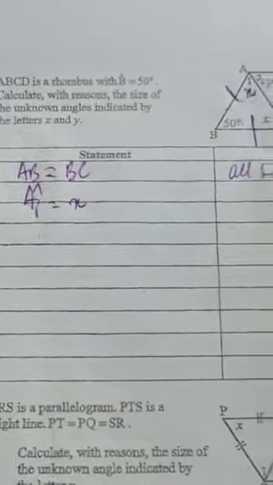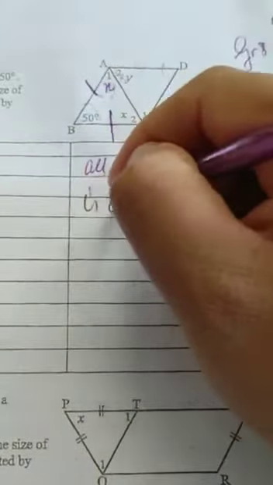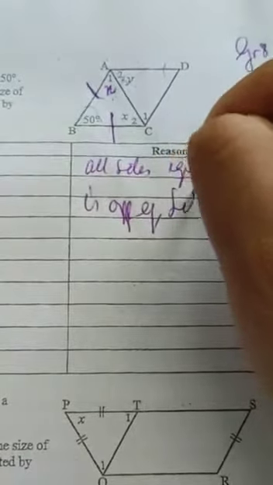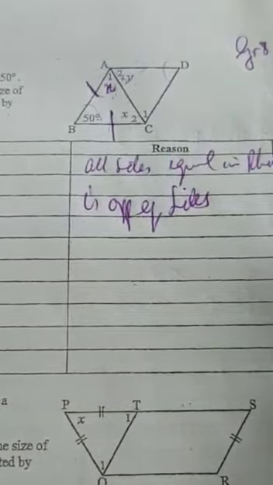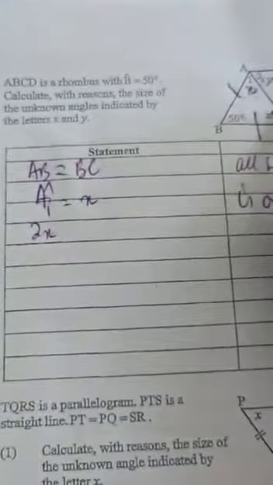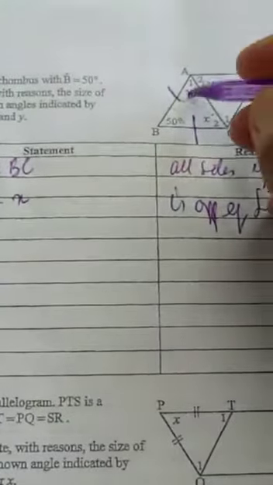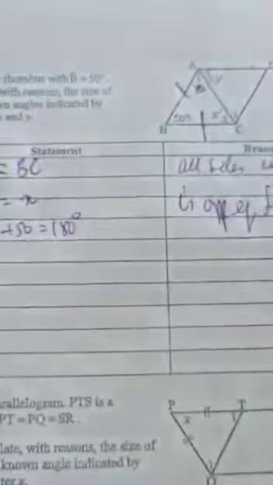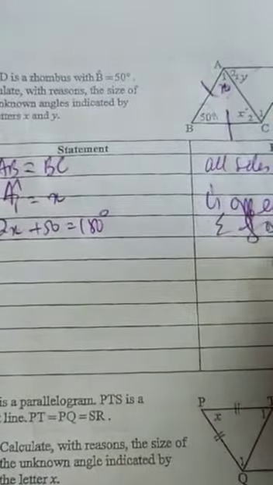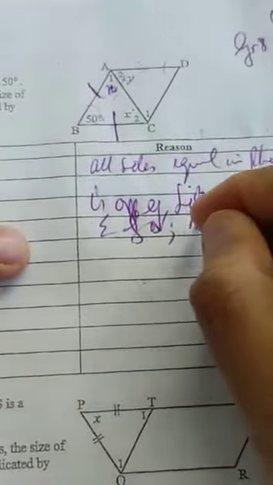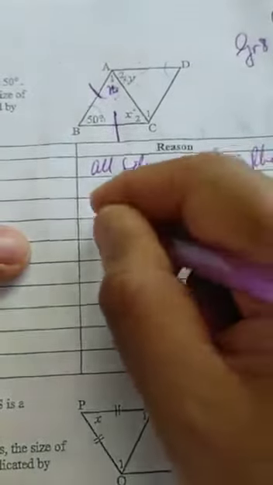Why is A1 X? Because angles opposite equal sides. So we have X plus X plus 50, which is 2X plus 50, equals 180. Why? Sum of angles in a triangle. And it's triangle ABC.